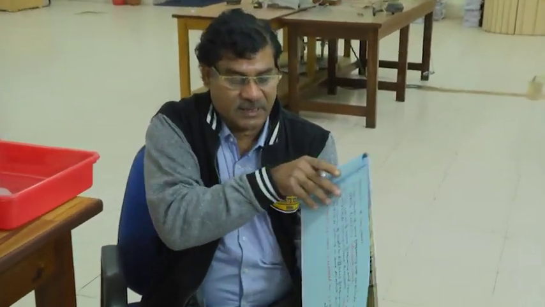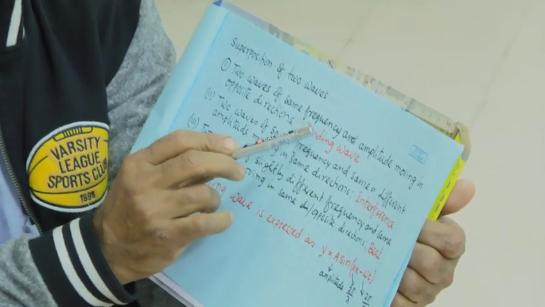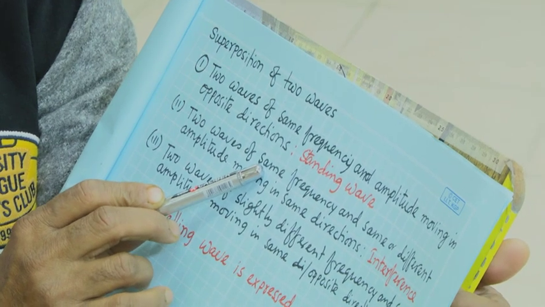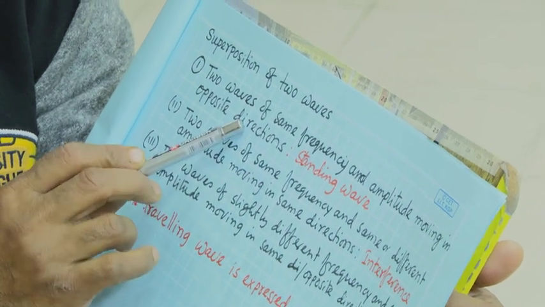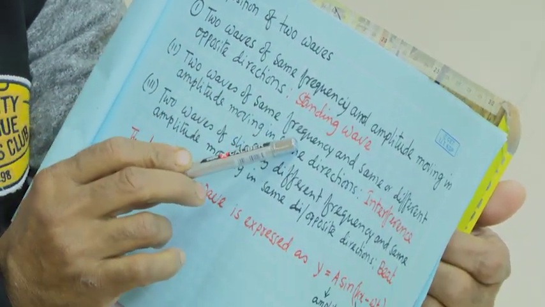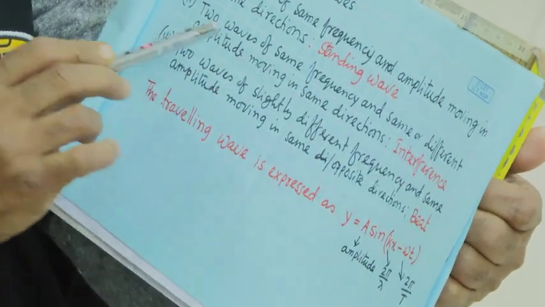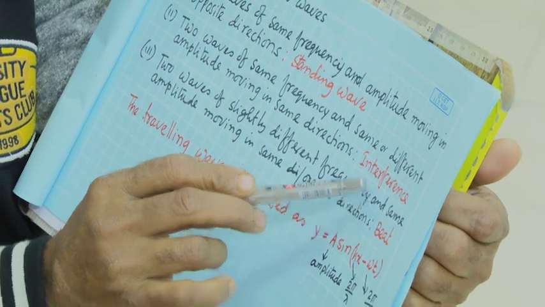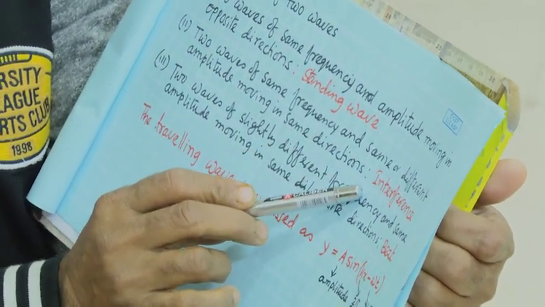So you know the superposition of two waves. Okay. So here basically superposition will work. Two waves of the same frequency and amplitude moving in opposite directions, in this condition we get a standing wave. Two waves of the same frequency and the same or different amplitude moving in the same direction, then we get interference.